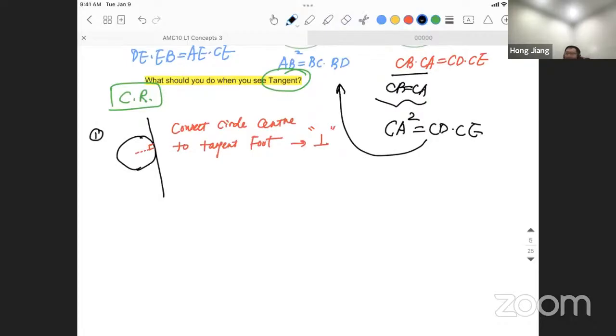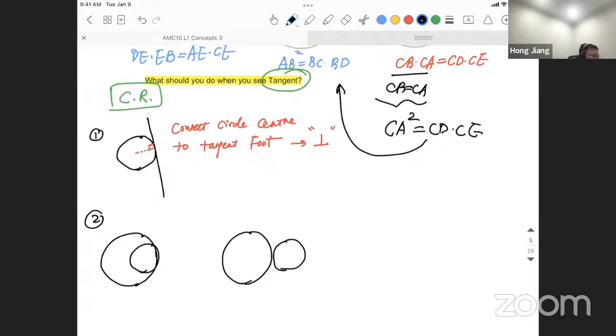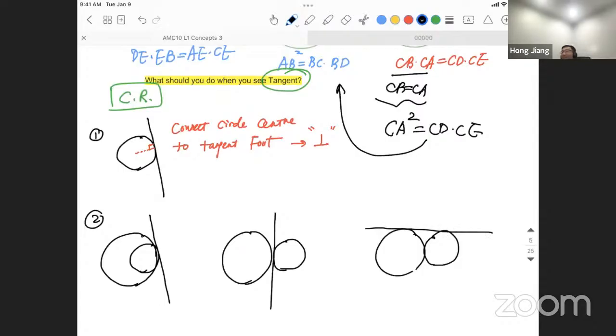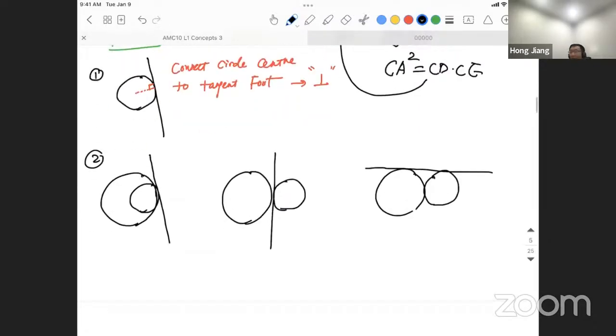This is more for a line and a circle. Then what about when you have two circles? If two circles are tangent to each other, you might have internal tangent, external tangent, or something like this. I'm going to give an example. Go like this, or go like this. Does it make sense? Whenever you have two circles that are tangent to each other, or maybe they're tangent to another line, you might end up with these three different scenarios.